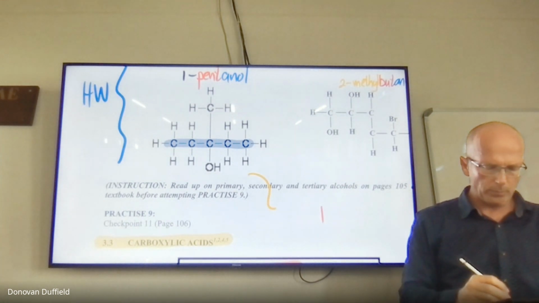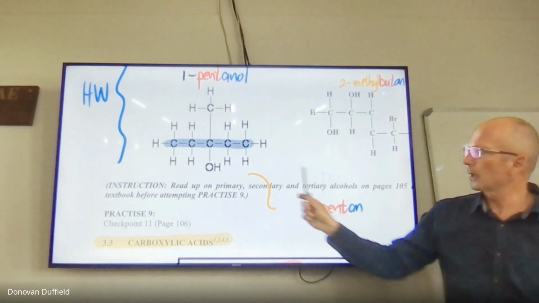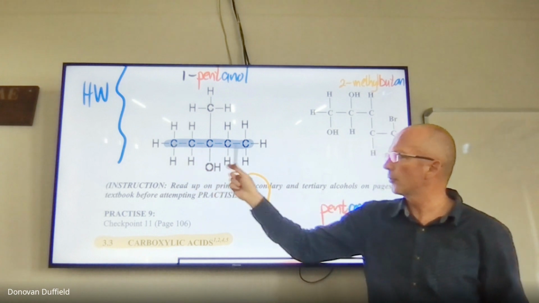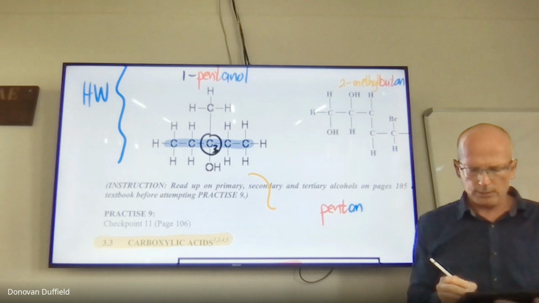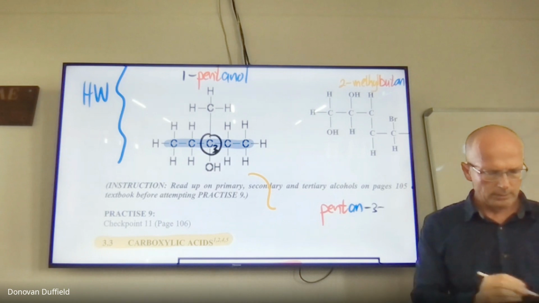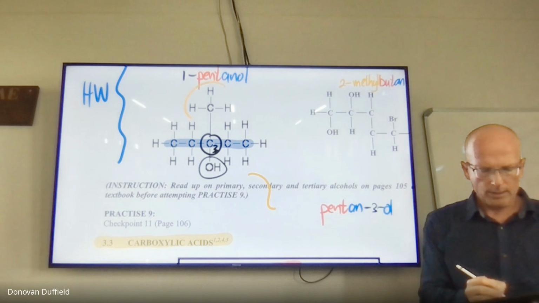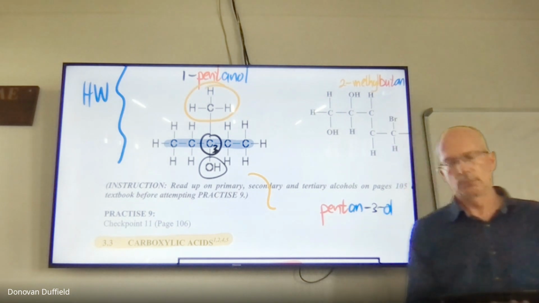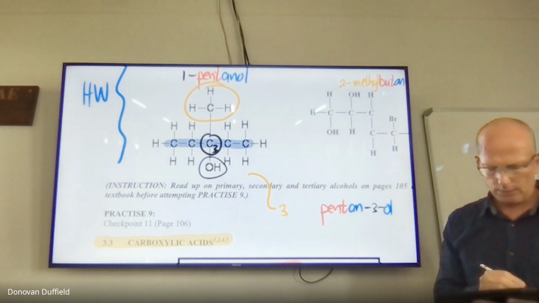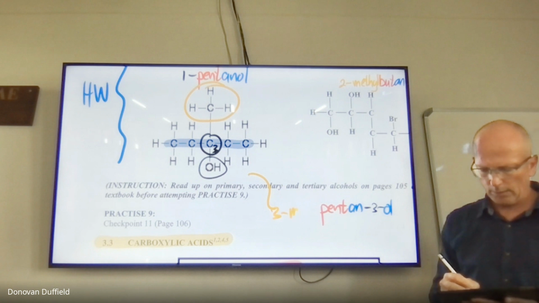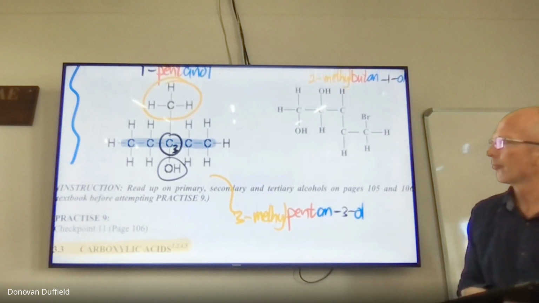Right, so this is going to be pentan. If we count 1, 2, 3, 4, 5, or 1, 2, 3, 4, 5, it doesn't matter. This is going to be carbon 3. So this is going to be pentan-3-ol because of the OH. But there's a methyl group, and the methyl group is going to be 3-methyl. So this is going to be 3-methylpentan-3-ol.